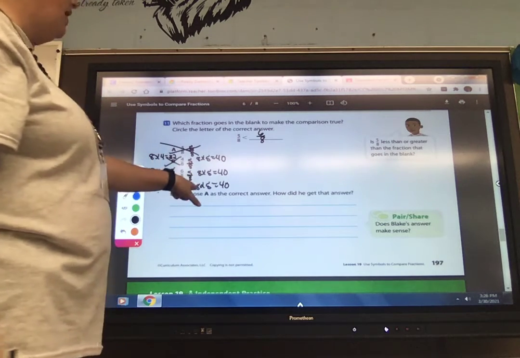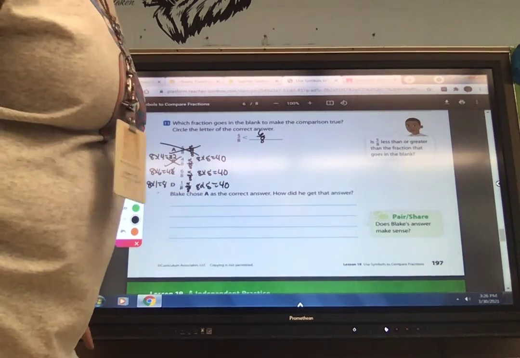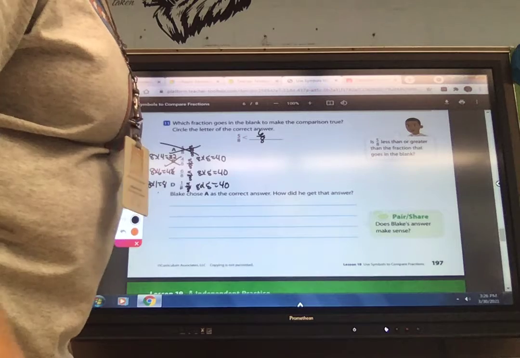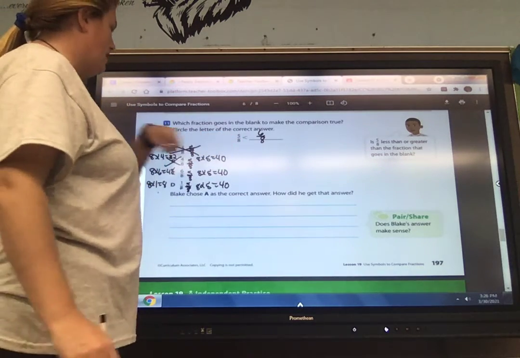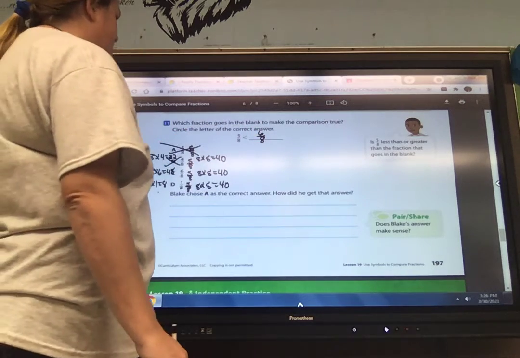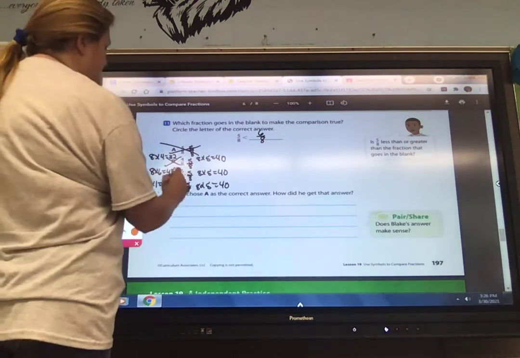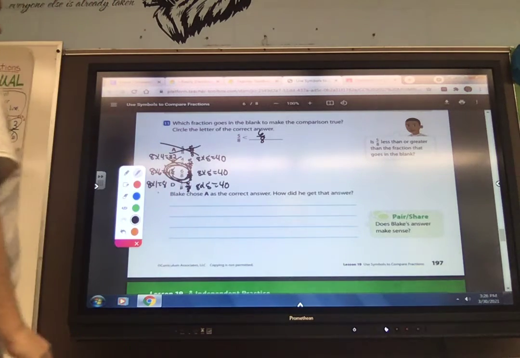8 is smaller, a whole lot smaller than 40, isn't it? Whole lot smaller than 40. So therefore, that one would not work because it would be smaller, not greater. So it would have to be C. Circle C, 6/8. Blake chose A.